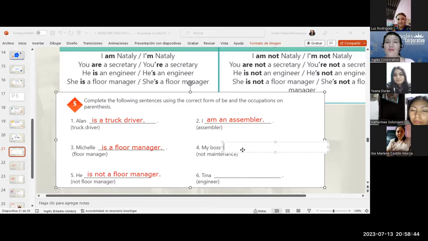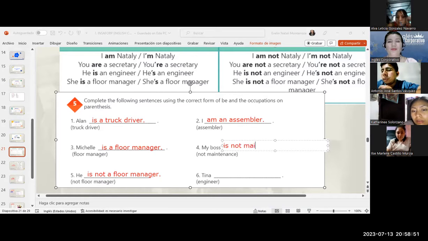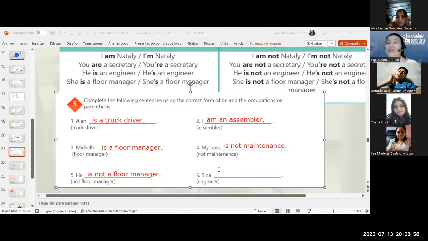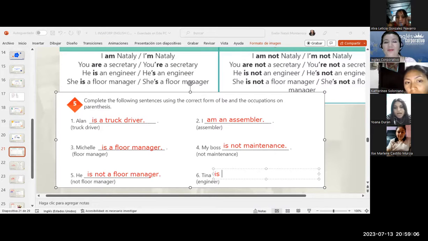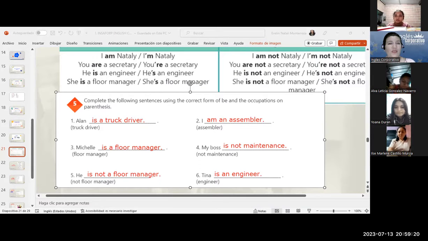My boss is not maintenance. This is a difficult word, right? Tina is an engineer. Okay, Tina is an engineer. Good. Very good job. So, as you can see here, it is very important to remember when to use a and when to use an, right? An is for vowels. A is for consonants.